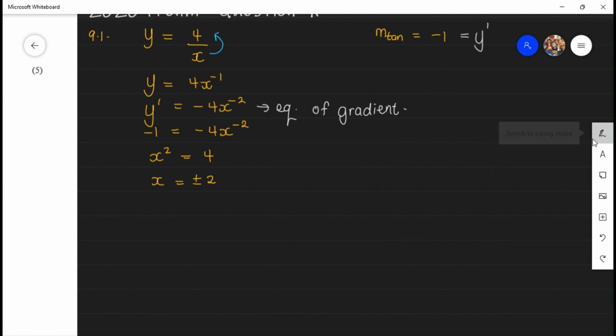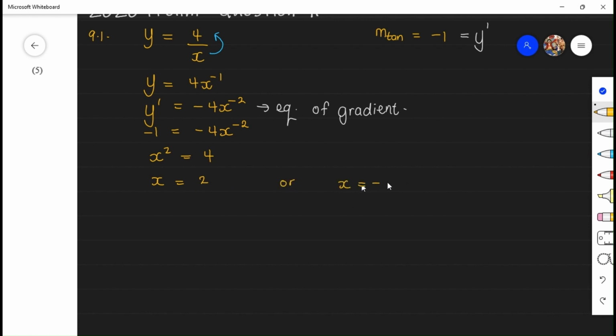Now to find y, all we need to do is substitute it into the original equation. So what I'm going to do is separate my answers and have it as positive or negative instead of writing it in one. So we now substitute 2 into our equation. So y of positive 2 gives us 4 over 2, which is equal to positive 2. Or y of negative 2 is equal to 4 over negative 2, which gives us negative 2.